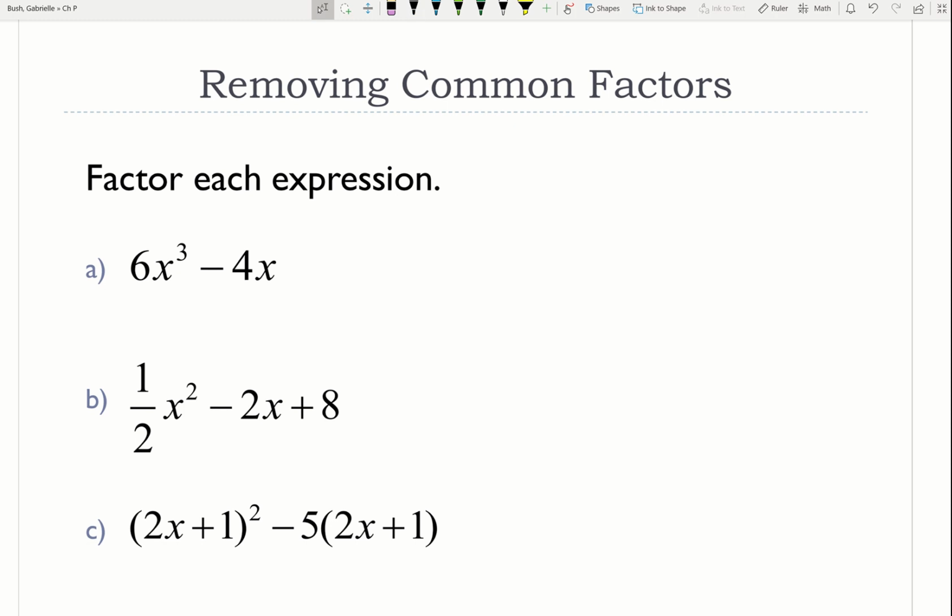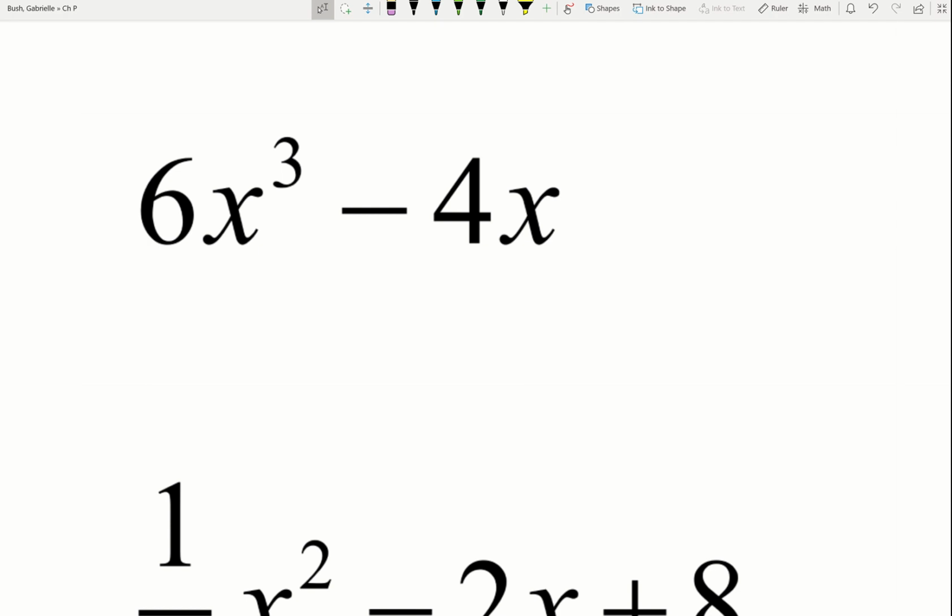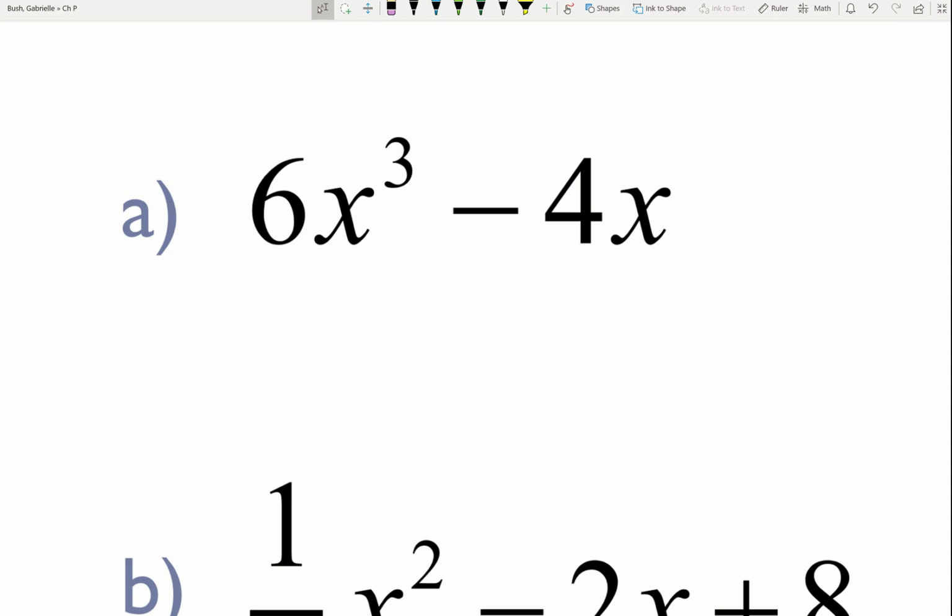Okay, so let's talk about removing common factors first. This is really simple. This is something you guys talked about in probably both your Algebra 1 and Algebra 2 classes. But here we just need to go ahead and look at both terms that we have and see what they have in common so that we could factor that out. So here in this first example, it looks like we have a 6x cubed minus 4x.